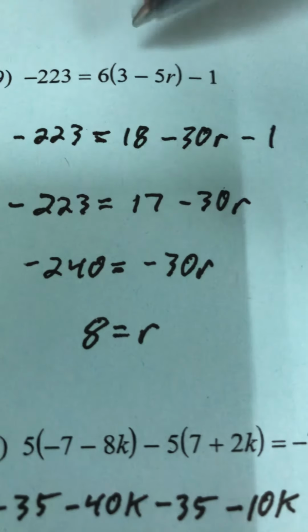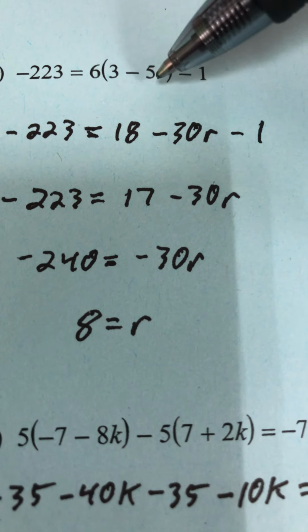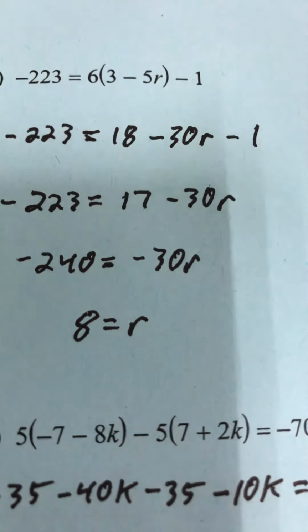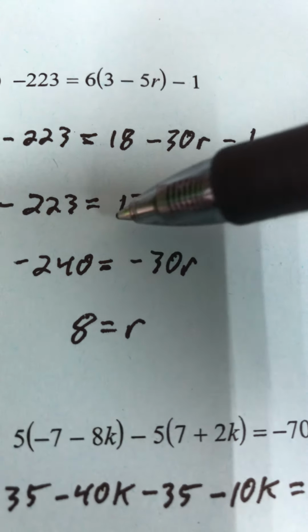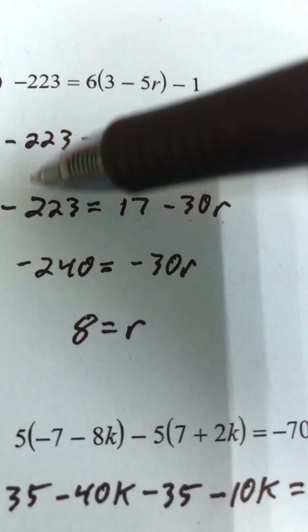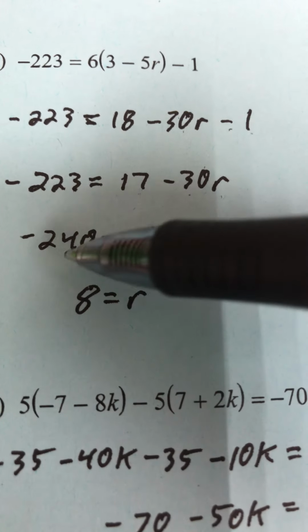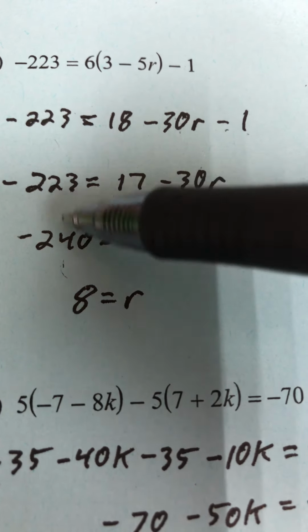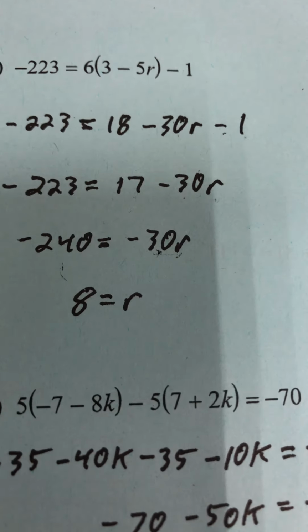This one, distributive property: I have 6 times 3 is 18. Then I have 6 times negative 5 is negative 30r. I bring down everything else that I didn't work with. I can combine like terms. I have 18 minus 1, that gives me the 17. I bring down this negative 30r and this negative 223. I subtracted 17 first, and then I divide both sides by negative 30, and I get 8 equals r.